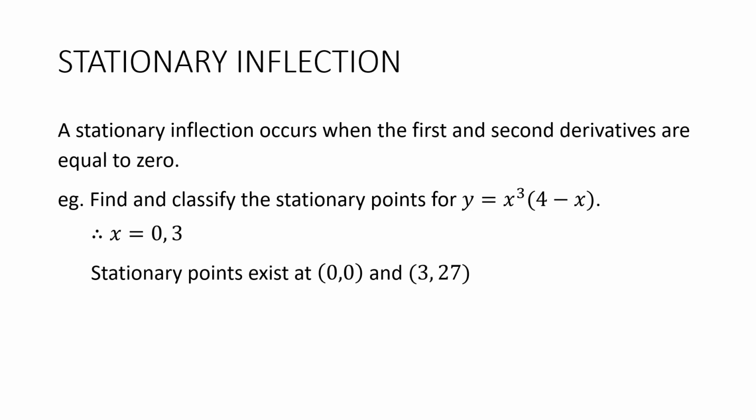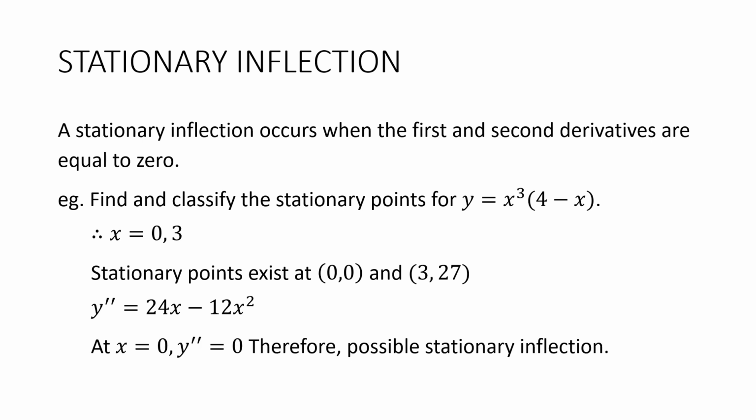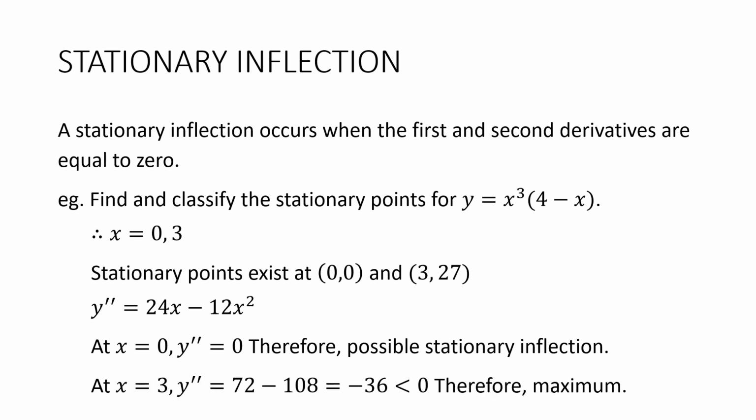Now let's work out the second derivative. It's equal to 24x minus 12x squared. And so when x is equal to 0, we have our second derivative also equal to 0. So therefore this is a possible stationary inflection. We'll talk more about this in a second. At x equals 3, the second derivative is equal to 72, take away 108, which is negative 36, less than 0, concave down, therefore it is a maximum.